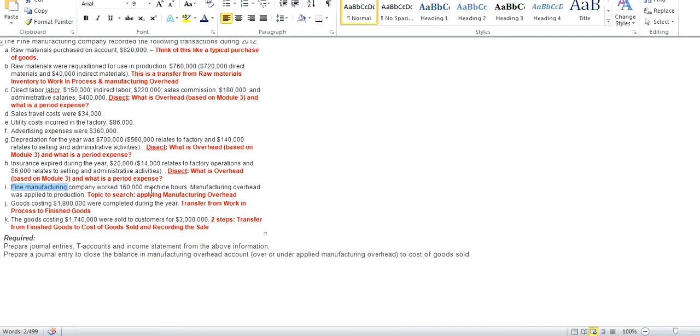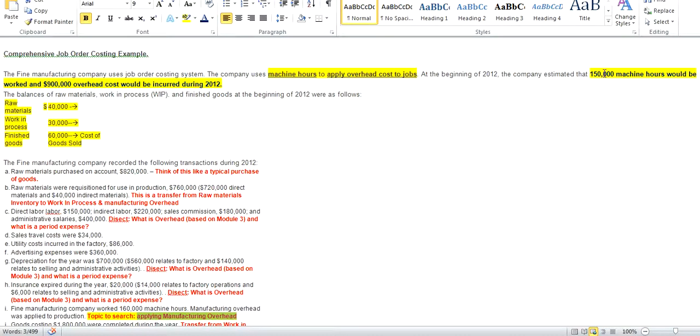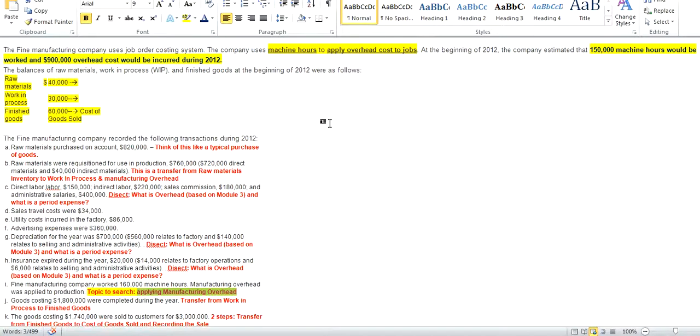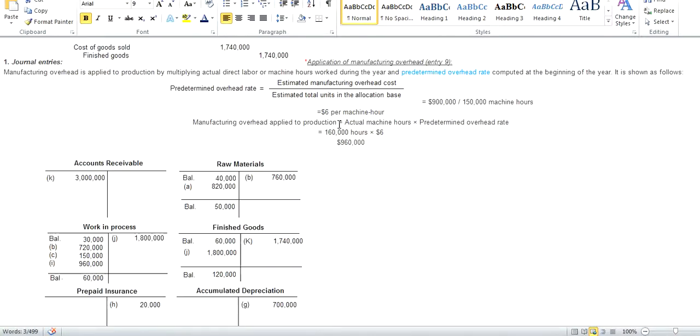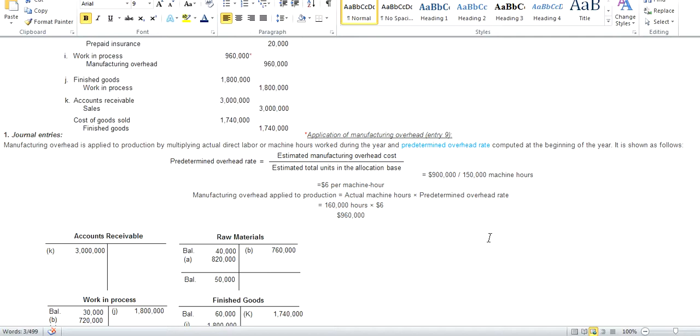Fine Manufacturing Company worked 160,000 machine hours. Manufacturing overhead was applied to production. So if you need more help with this topic, I want you to search applying manufacturing overhead. Tons of information will come up. So to answer I, we gave you the 150 estimate and $900,000 estimated cost. Let's just run down here. This is how you would apply.